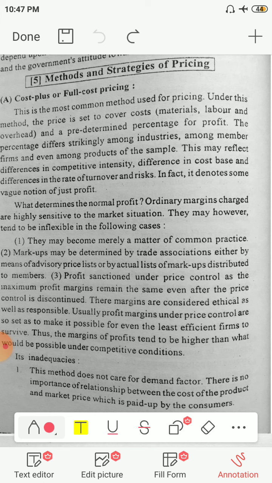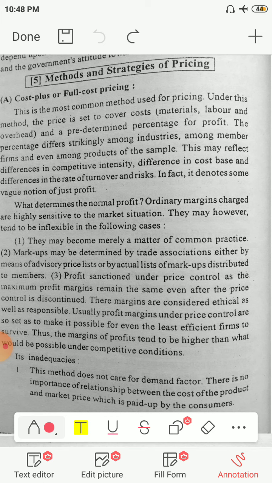Then the third situation is profit sanctioned under price control, as the maximum profit margin remains the same even after the price control is discontinued. Their margins are considered ethical as well as responsible. Usually, profit margins under price control are set so as to make it possible for even the least efficient firms to survive. Thus, the margin of profit tends to be higher than what would be possible under competitive conditions.